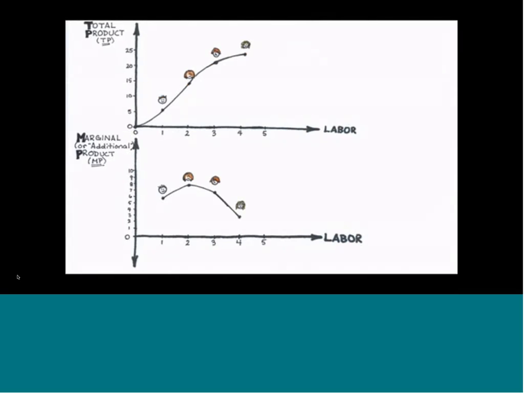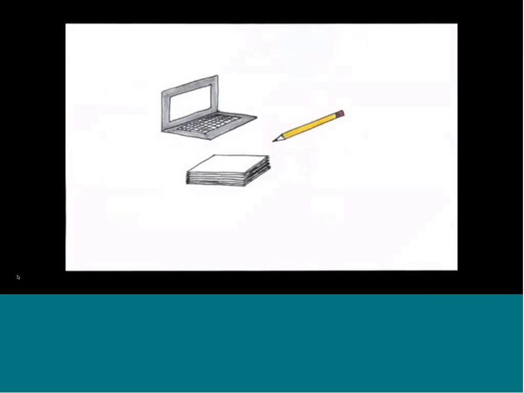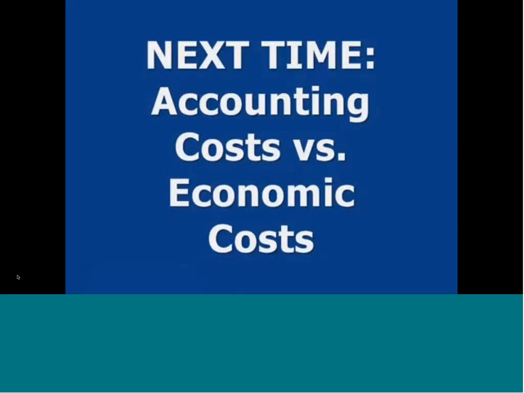At this point, as the employer, I can see that my output is seriously slowing, and I would be cautious about spending more on labor. I would see very little increase in production, and quite likely output would even fall. As a business owner, it would probably be wiser at this point to invest in more of the other kinds of resources before hiring more workers. Next time, accounting costs versus economic costs.